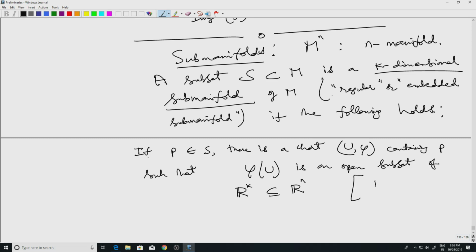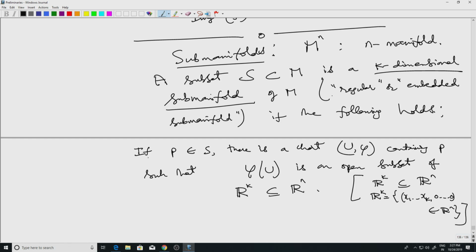So R^k is contained in R^n. By this we mean, strictly speaking, R^k has only k coordinates, while here we need n coordinates. But we think of R^k as the set of all (x1, ..., xk) with the last n minus k coordinates 0. Right, so this is the definition of a k-dimensional embedded submanifold.